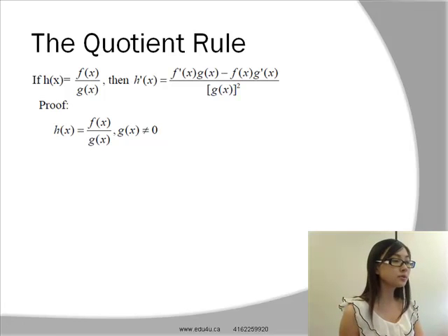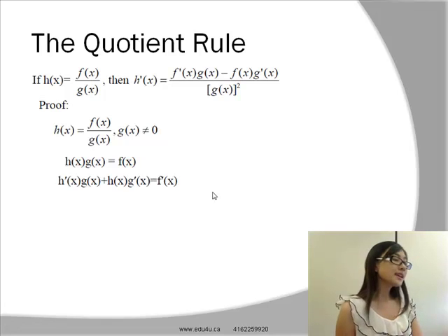So we have our original function h(x) = f(x) over g(x), where g(x) cannot be equal to 0 because the denominator cannot be equal to 0. If we multiply g(x) on both sides of the equation, then we get h(x) times g(x) equals f(x).